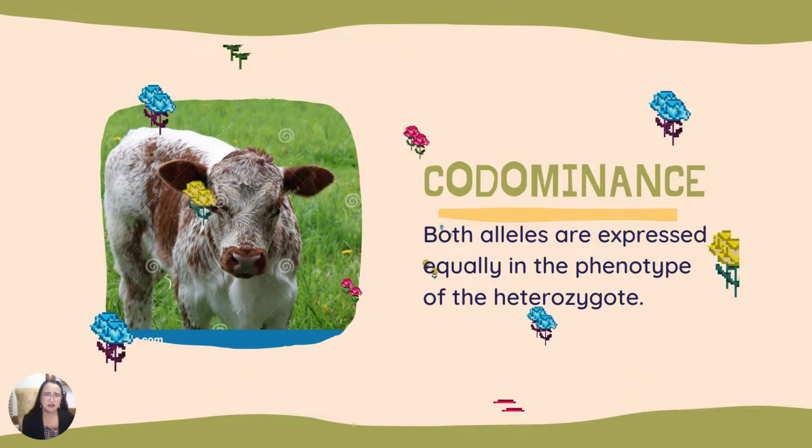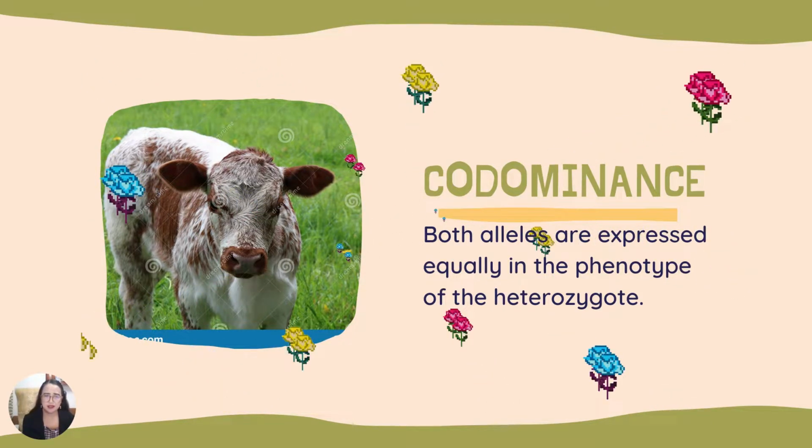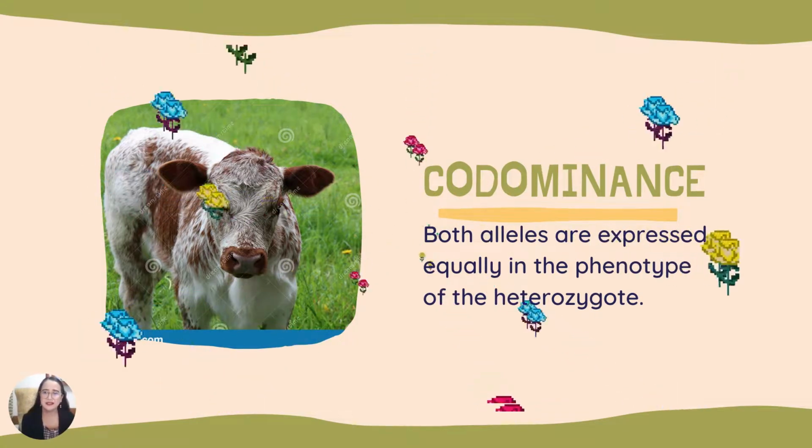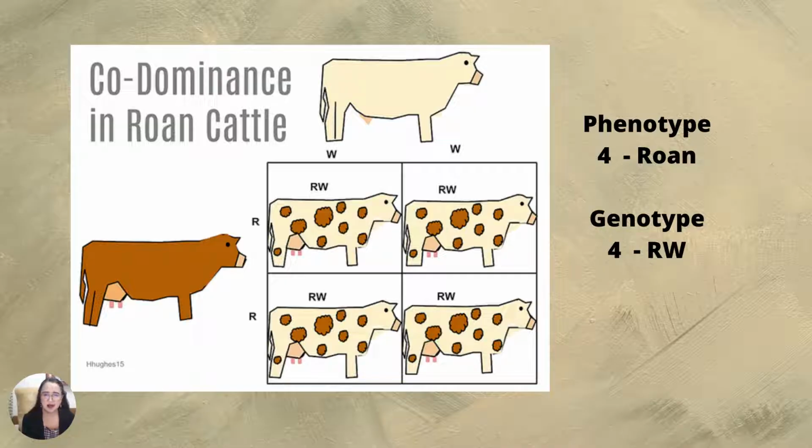Codominance: both alleles are expressed equally in the phenotype of the heterozygote. For example, a red cow mated with a white cow will result in a 100% roan cow. Thus, both alleles, or both appearances, are expressed equally in the offspring. As you can see, this is a white cow with red patches.